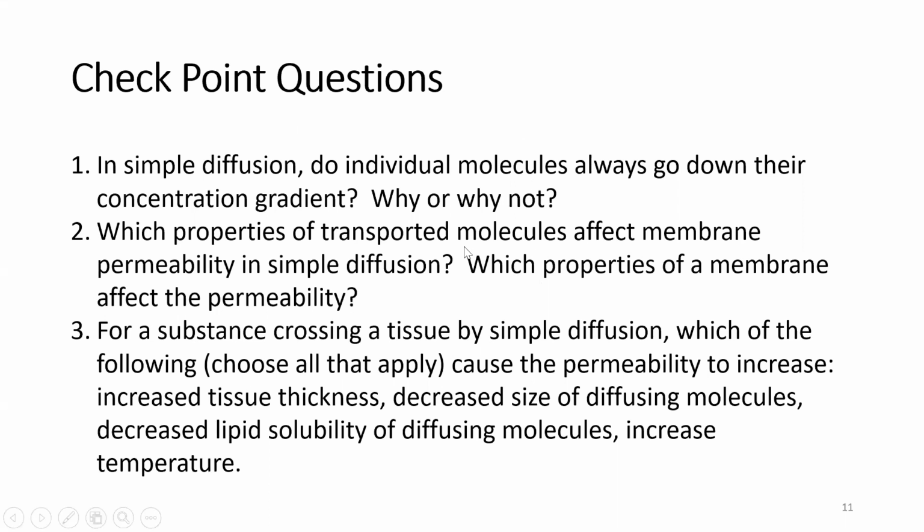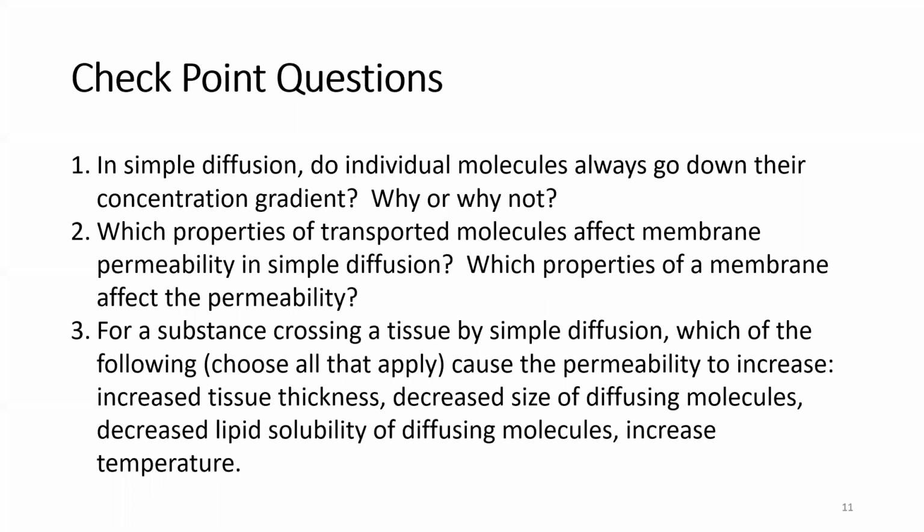Question 3, for a substance crossing a tissue by simple diffusion, which of the following, choose all that apply, cause the permeability to increase? So the first one here is increased tissue thickness. That is going to decrease the permeability, so that will not be selected, right? If you've got a thicker membrane, more stuff to get through again. Decreased size of diffusing molecules. So if you've got a smaller particle, we would definitely increase the likelihood of that being moved through the membrane. So that would be selected.